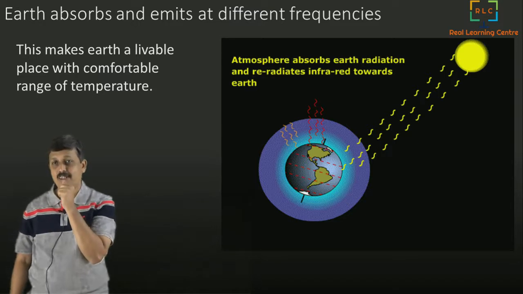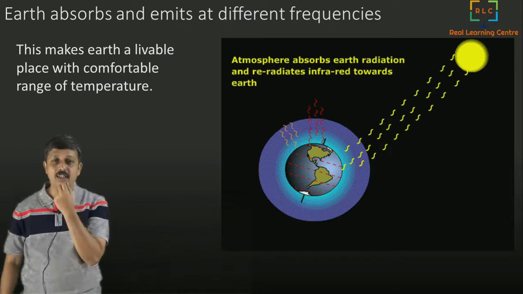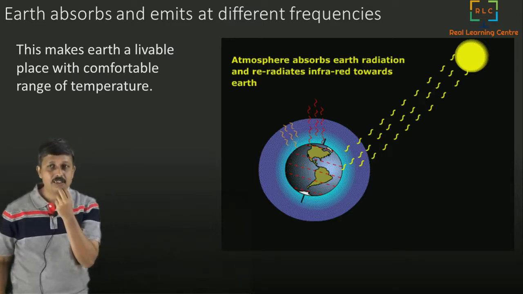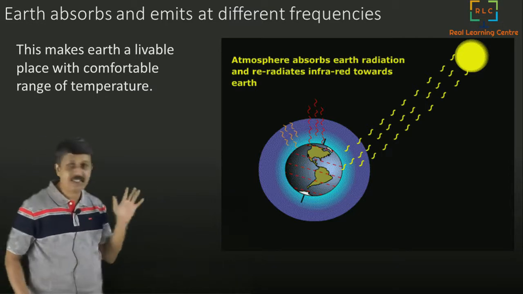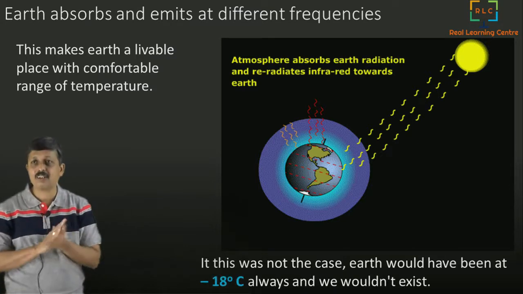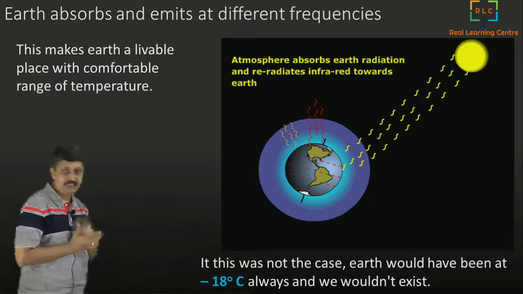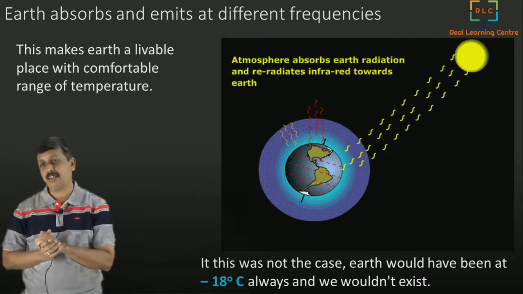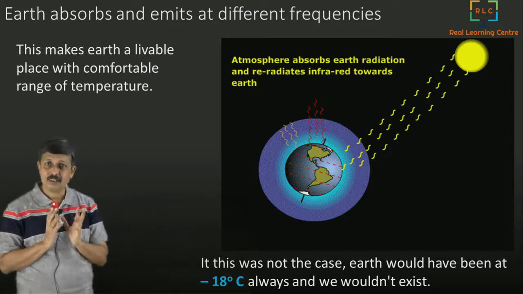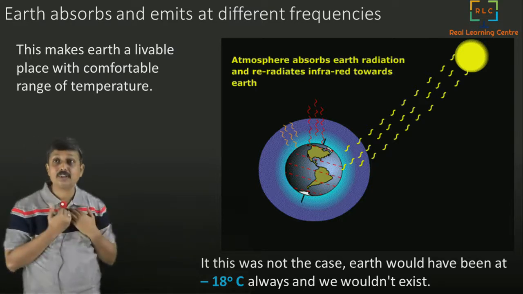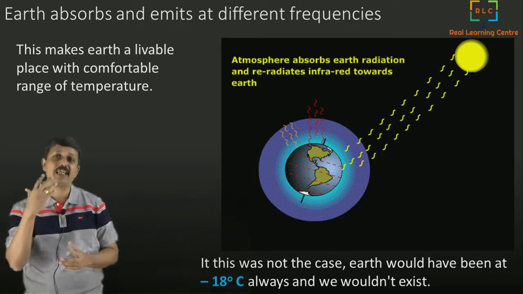Do you know what would have happened if this would not have been there? If the atmosphere were not there, and the earth were not giving out its own radiation, then at the distance at which our planet is from the sun, if you calculate the kind of temperature you would get, you would be at minus 18 degrees centigrade. Earth would have been at minus 18 degrees centigrade, and you and I wouldn't have been there. The fact that warming is happening is the reason why we are on the earth. That is, warming is helping us.